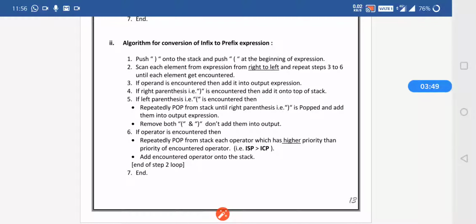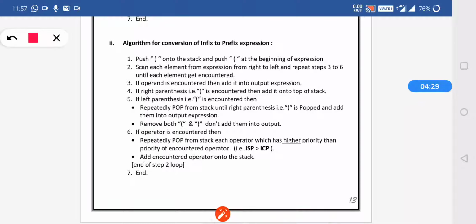Means we have to check the priority of the operator. If the priority is higher, then we will move it to the output expression, but if the priority is lower, then we will keep it or add it on the stack, and then again we will move to our next element. So the steps will be repeated till the last element is reached at the left hand side, because we are scanning our expression from right to left, and in this way we can convert the infix expression to prefix expression.